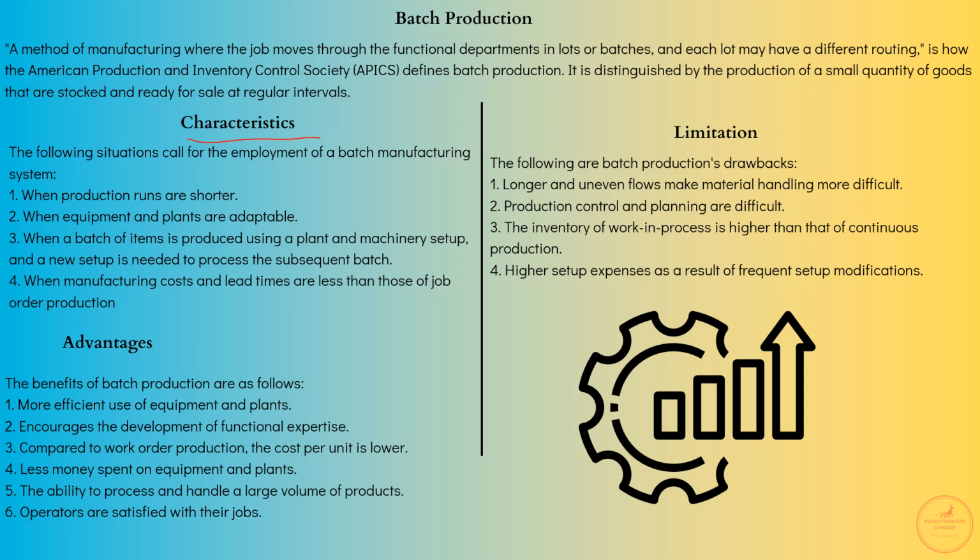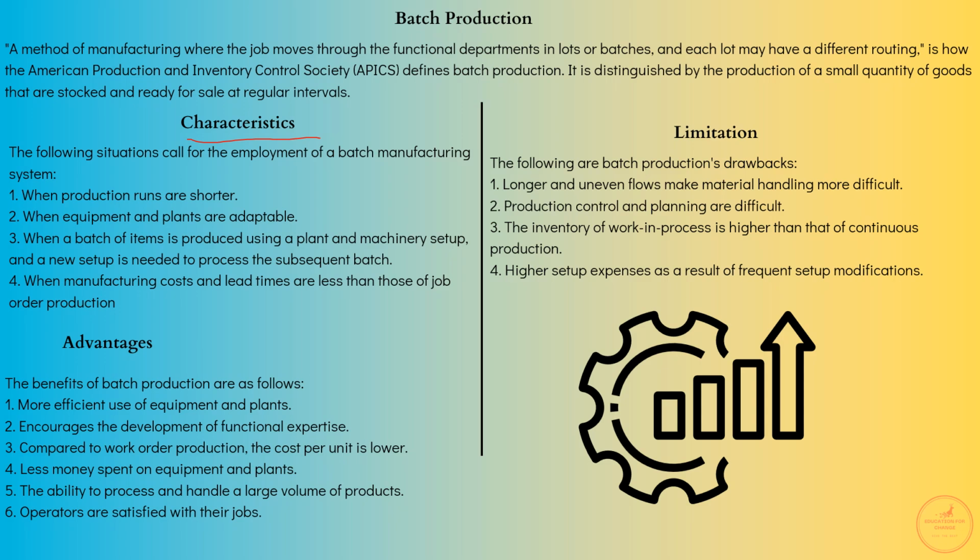Okay. Now, third one, the advantage. What is the advantage of these things? Better utilization of plant and machinery because it is flexible, so we can efficiently change the use of the plants according to the batch. Encourage the development of the functional expertise, so we can build expertise in the functionality of the employee. Cost per unit is lower as compared to the job order production.